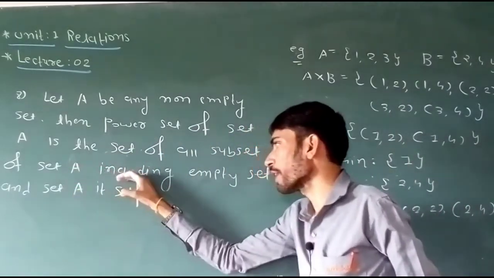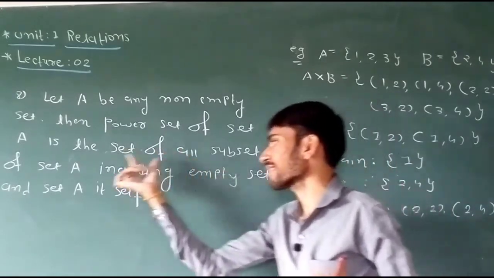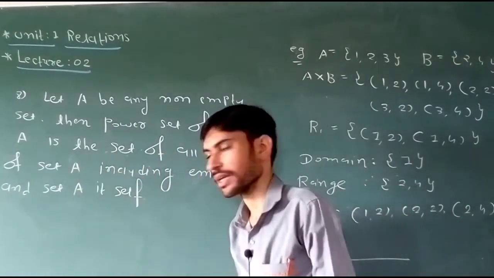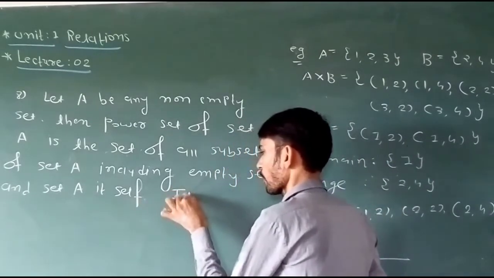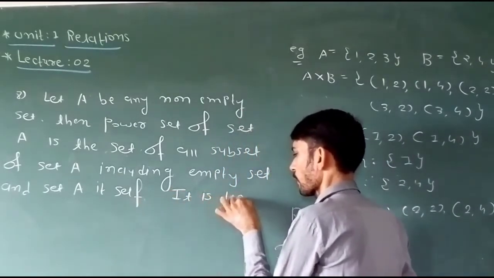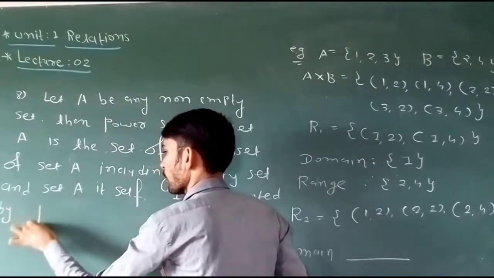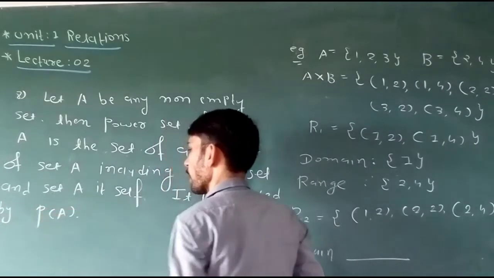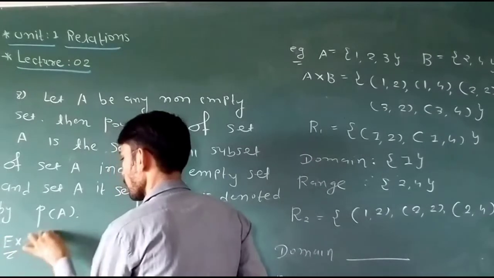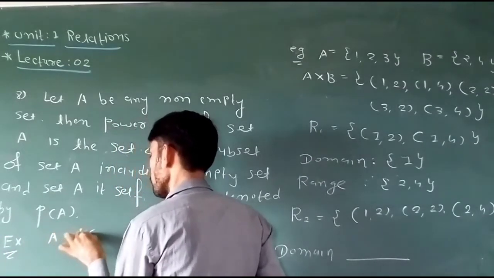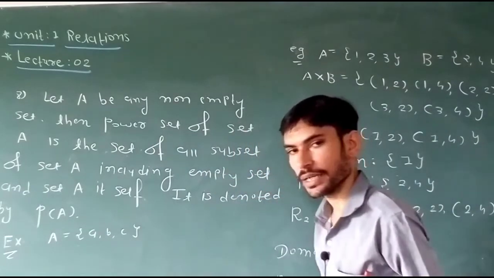A, including, what will be included in it? The empty set will also be included, and set A itself will also be included. It is denoted by capital P of A. For example, A is equal to ABC, then write the power set of set A.